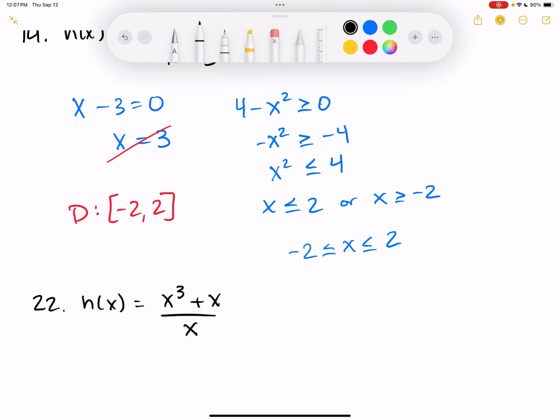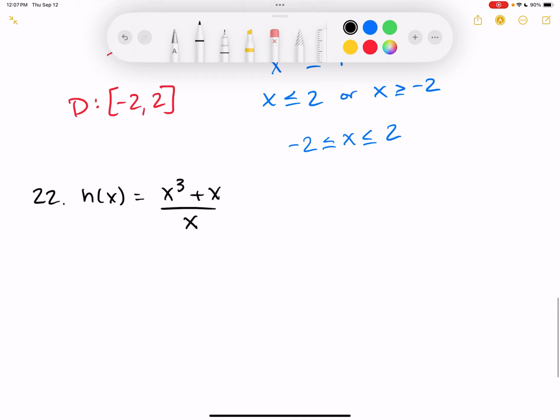So, looking at this problem that we have here, what is going to cause a problem for this one? Kind of thinking like domain. 0 in the bottom. If 0 is on the bottom, which would imply that what? x equals 0, so it's undefined. So this is discontinuous at x equals 0.